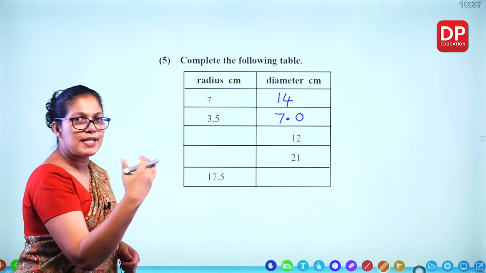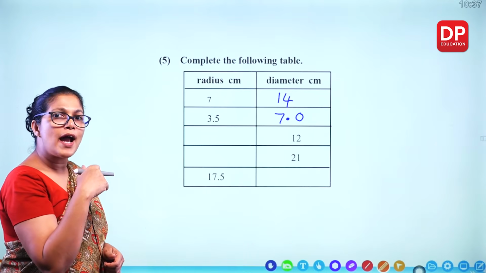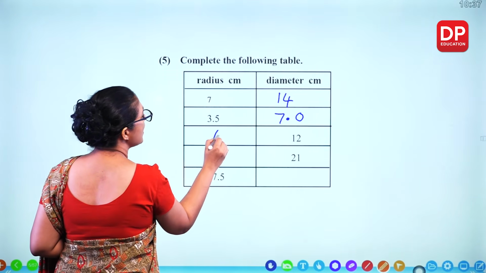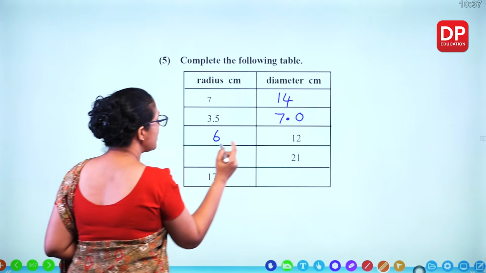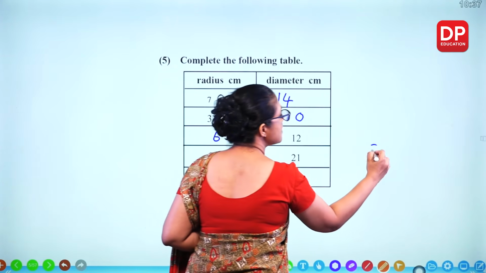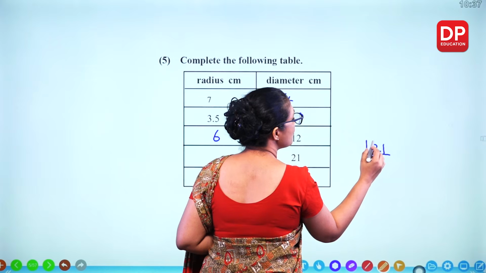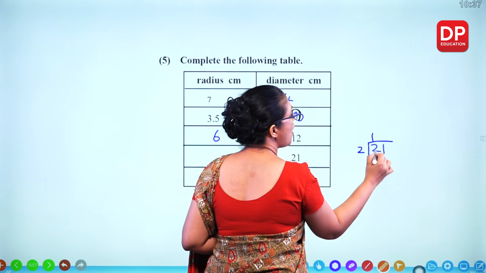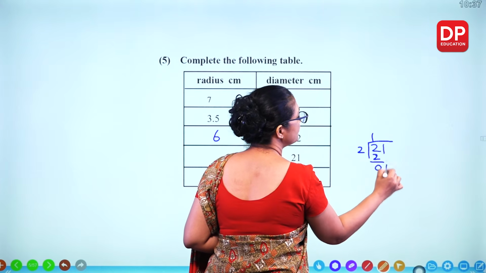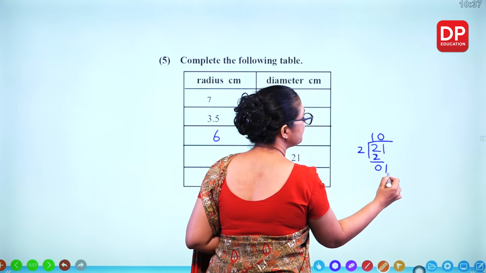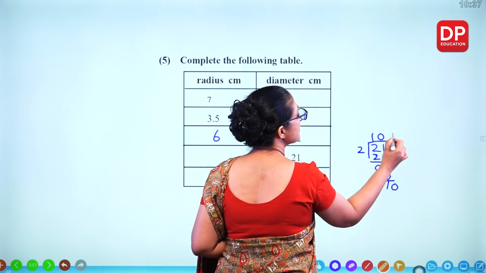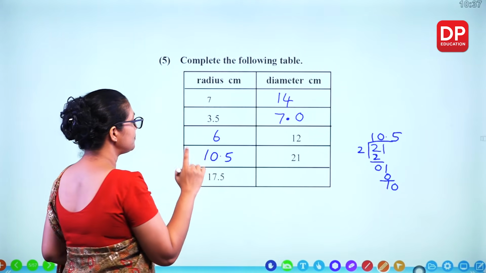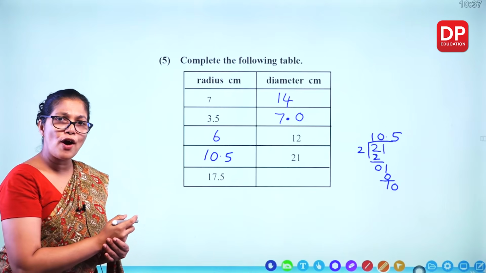Now other way round, diameter is given. You divide by 2 to get the radius. 12 divided by 2, you get 6. 21 divided by 2, as a decimal, you can divide by 2, you get 10.5 centimeters. This is 17.5.